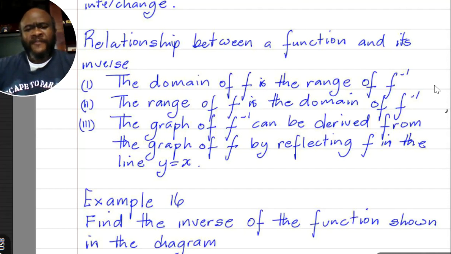The graph of f inverse can be derived from the graph of f by reflecting f in the line y is equal to x. Whenever you reflect in the line y is equal to x, you interchange the x and y values, which is the same thing you do when you're finding the inverse of a function. So if you reflect the graph of a function in the line y is equal to x, the graph that results would be the inverse function.